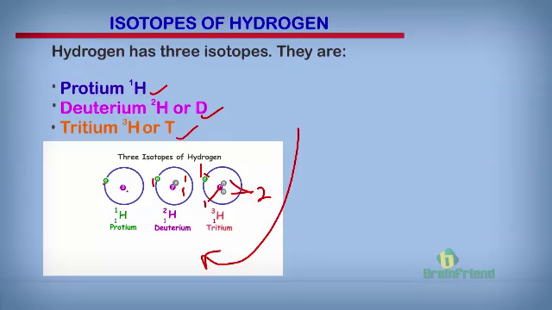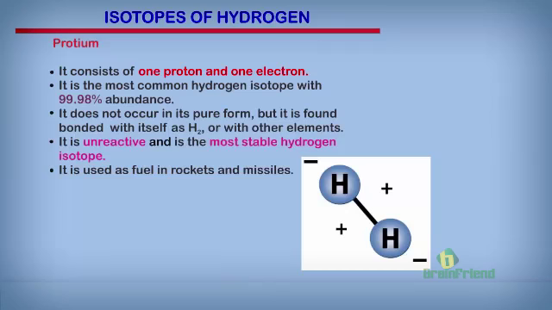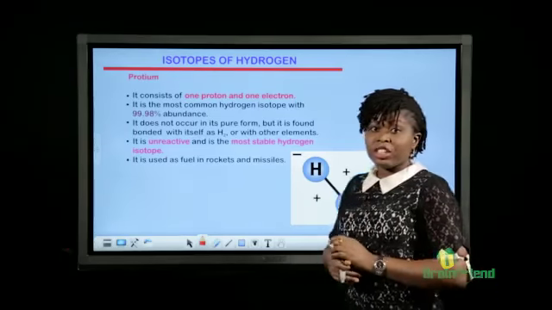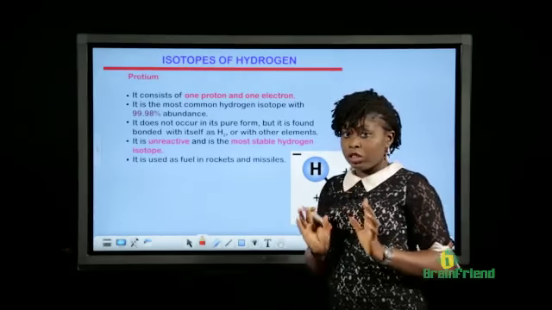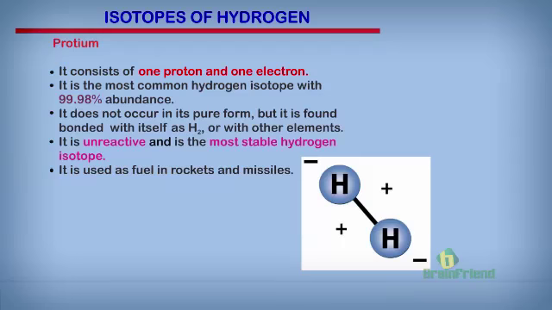Now we'll quickly take a look at these three isotopes and really see their key features. For protium, we have established earlier that it consists of one proton and one electron. It doesn't contain a neutron. But out of the three isotopes of hydrogen, protium is the most abundant at 99.98%. It is most abundant in nature.